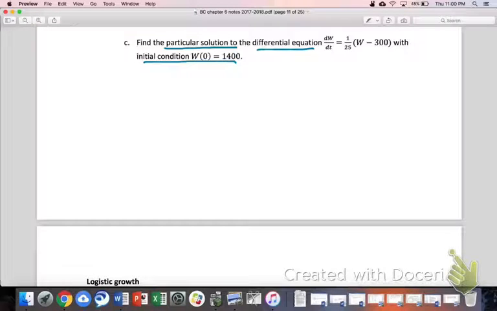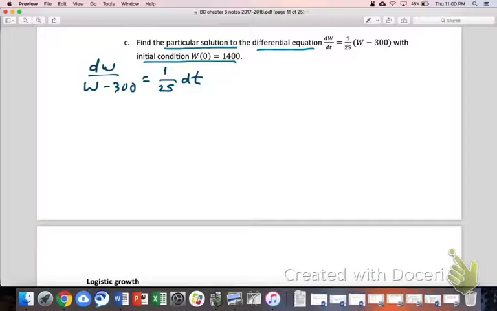All right, so of course our first step is to separate the variables. I'm going to separate the variables by doing a little division and multiplication. We're going to get dW over W minus 300 is equal to 1/25 dt. So at this point the variables are separated, and I would in all likelihood earn a point. If I didn't put this step, I would probably earn no points on this problem.